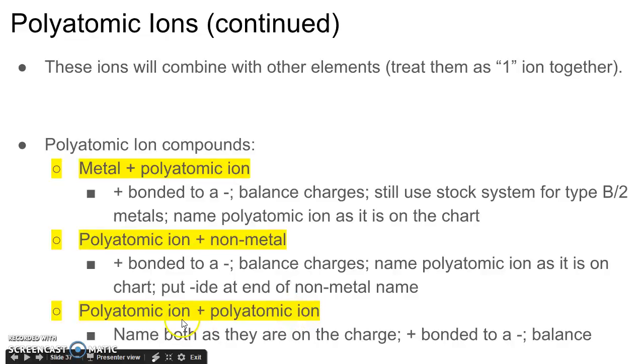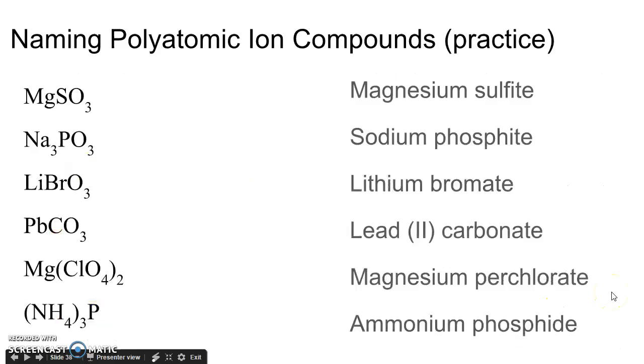You can also have a polyatomic ion bonded to a polyatomic ion. You name them both as they are on the chart, and a positive bonded to a negative, so you're just going to balance the charges. So we're following most of the same rules that we've used for binary ionic compounds. We're just applying them to polyatomic ion compounds.